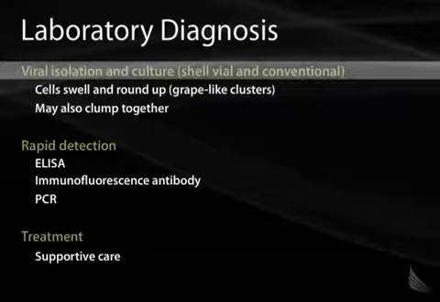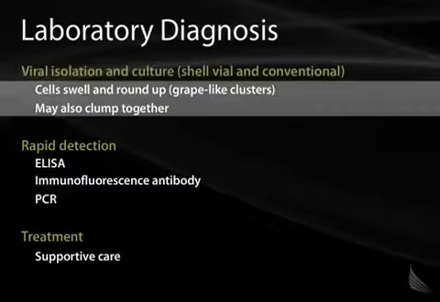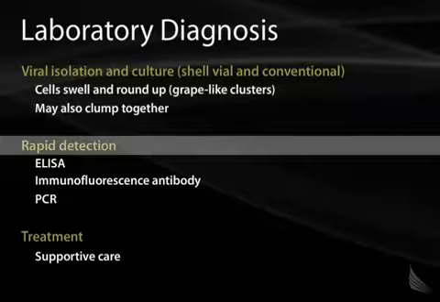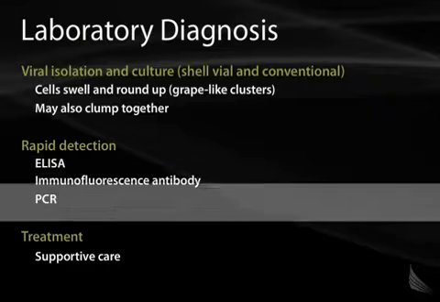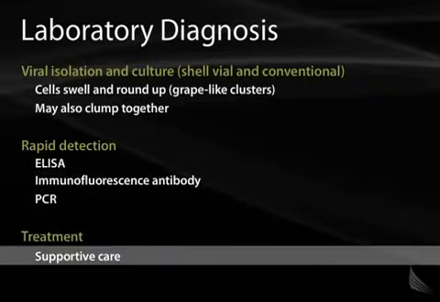Lab diagnosis is based on viral isolation and culture. We do a shell vial and conventional culture. The cells that are infected swell and round up in grape-like clusters. They can also clump together. If you don't have time to do cell culture, you can do a rapid detection with ELISA, or immunofluorescence antibody, or you can do PCR for viral DNA. The treatment is often supportive. We don't have anything that will directly inhibit this viral production.